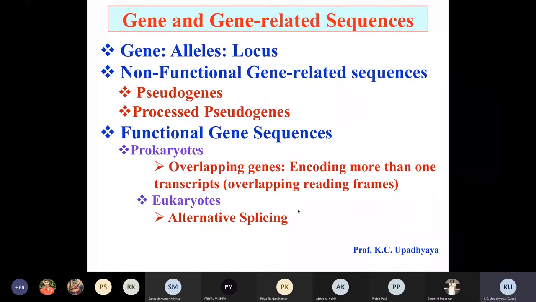So we call them pseudogenes because they're non-functional sequences, but they appear as if they have been processed from a processed transcript. And that's why we call them processed pseudogenes. Functional sequences, of course, the eukaryotic genes, we'll discuss a little bit.